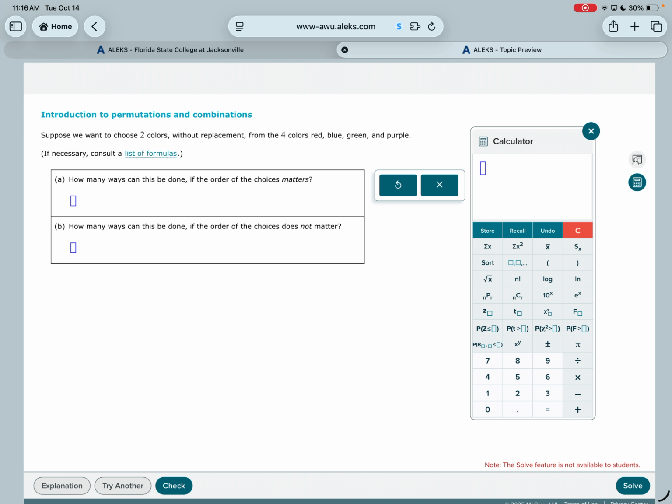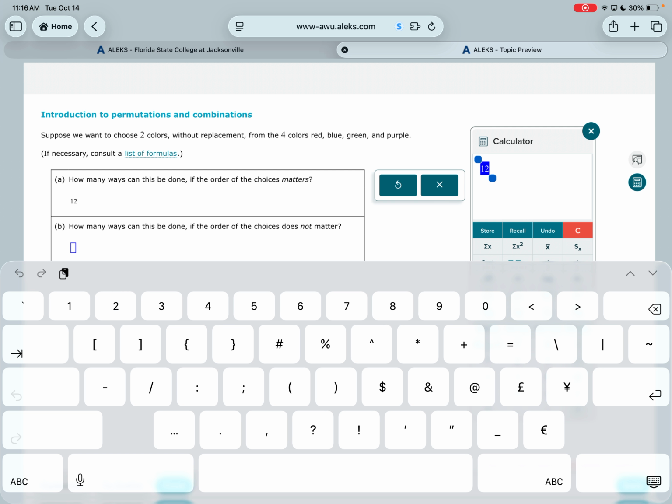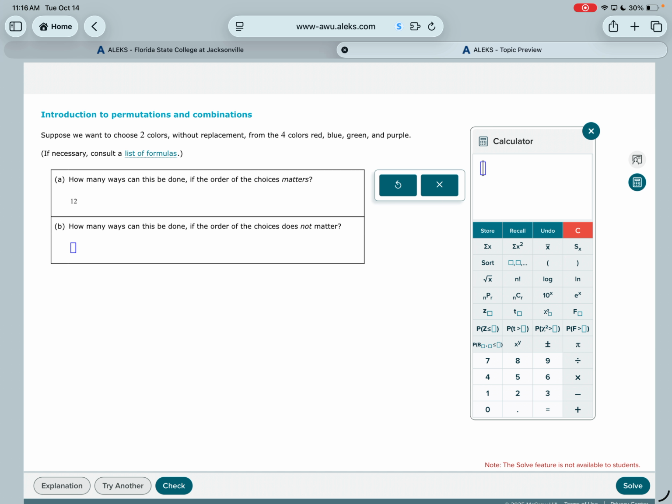So if the order matters, I'm going to do the bigger number first and then the permutation 2. Okay? 4P2 is 12. And then same thing on B, if the order doesn't matter, I do the bigger number first and then 4C2. What is that one? That one's 6.